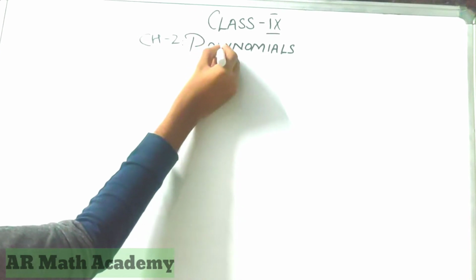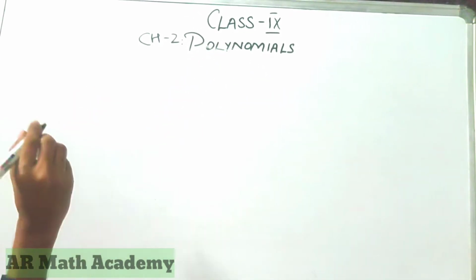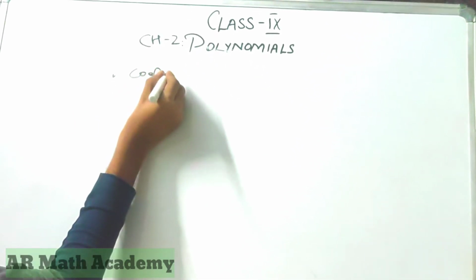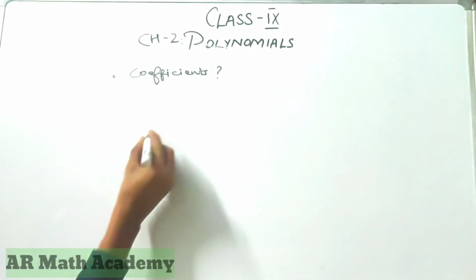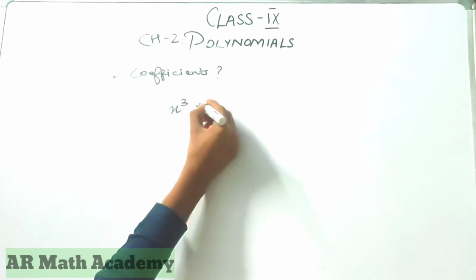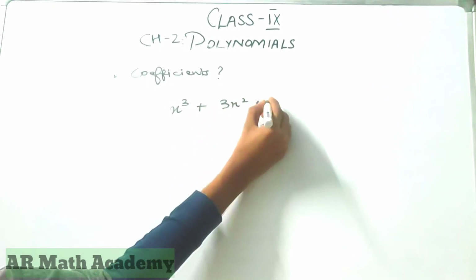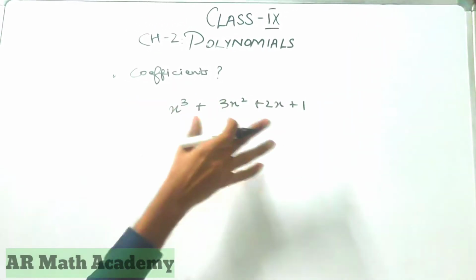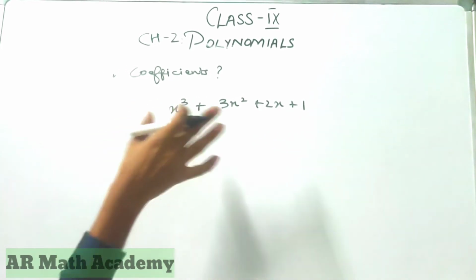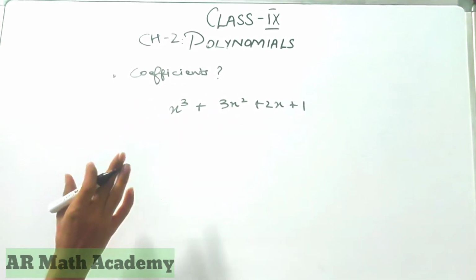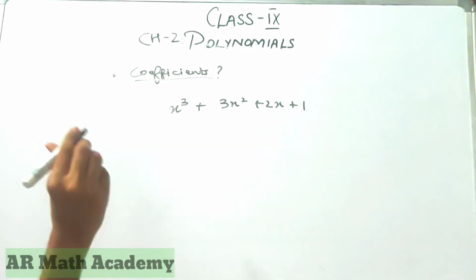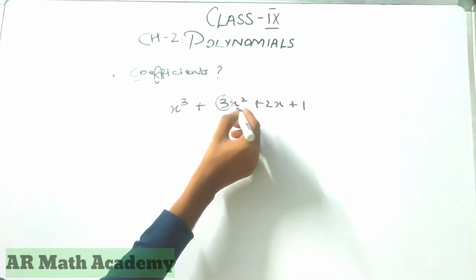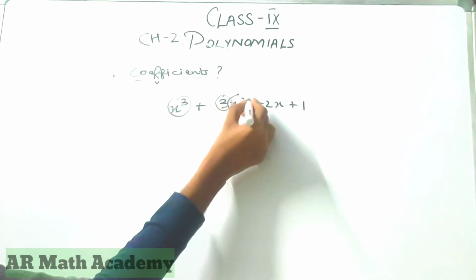So the second concept which we will be considering is coefficients. So what are the coefficients? Well, I wrote some equations such as this, right? x cube plus 3x square plus 2x plus 1. This is a polynomial of degree 3, so this is a cubic polynomial. Well, if this is a cubic polynomial, then what are coefficients? Well, coefficients are the numbers which are present before the x term.